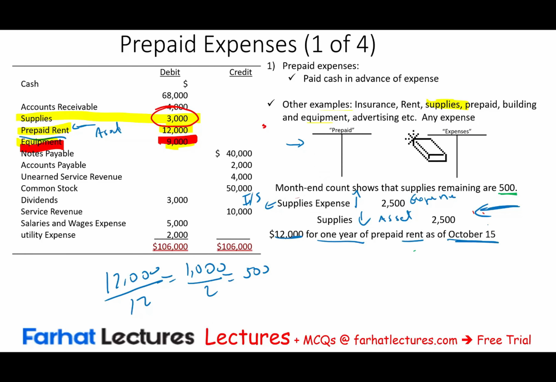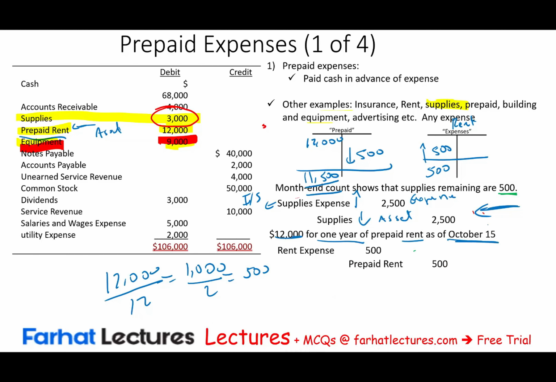So let's take a look at this prepaid now. The prepaid here is prepaid rent. Initially, we had $12,000. Now we know we need to reduce it by how much? 500. Why 500? Because 2 weeks of rent from October 15th till October 31st is 500. So we reduce prepaid and we expense rent expense 500. Therefore, the prepaid will be 11,500. That's the remaining prepaid. And the rent expense, assuming we had no rent expense except that, will be 500.